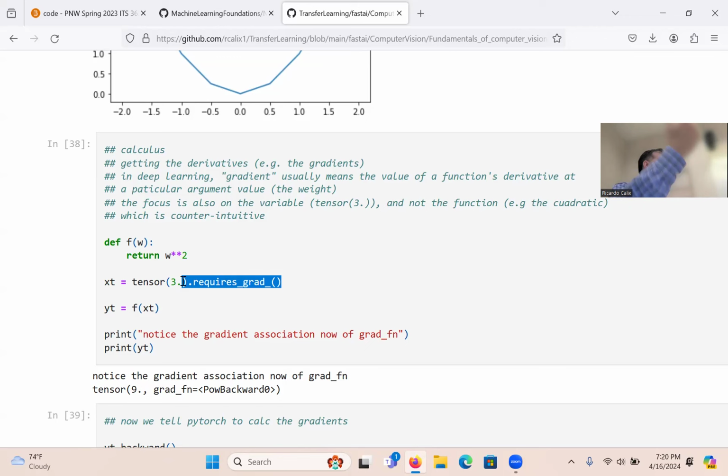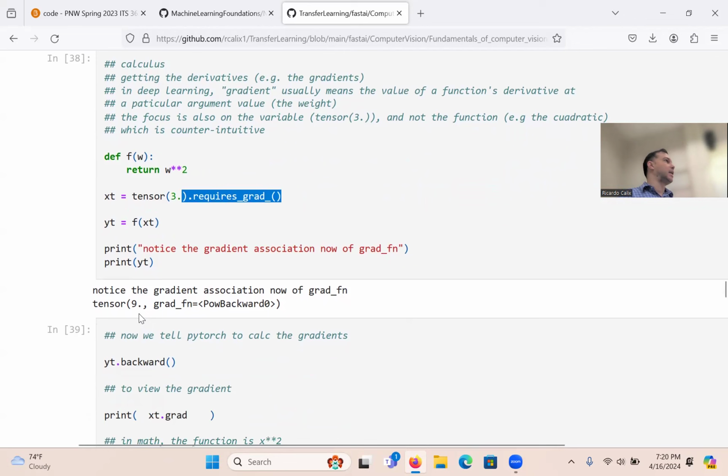So I've created the function, and I'm creating that it requires grad, right? So notice the gradient association now from grad fn. So I print it and I get 9. Why do I get 9? Because the input is 3, and I'm running it through this function, and 3 squared is 9. Perfect. So I get my 9.